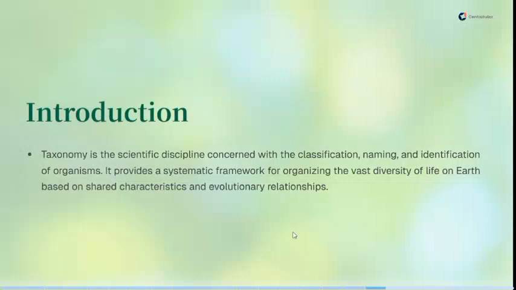Taxonomy is a scientific discipline concerned with the classification, naming and identification of organisms. It is where you try to group organisms based on their naming, their classifications and based on identification. So it provides a systematic framework for organizing the diversity of life on Earth. Both plants and animals are also grouped using taxonomy, based on their shared characteristics and also evolutionary relationships.